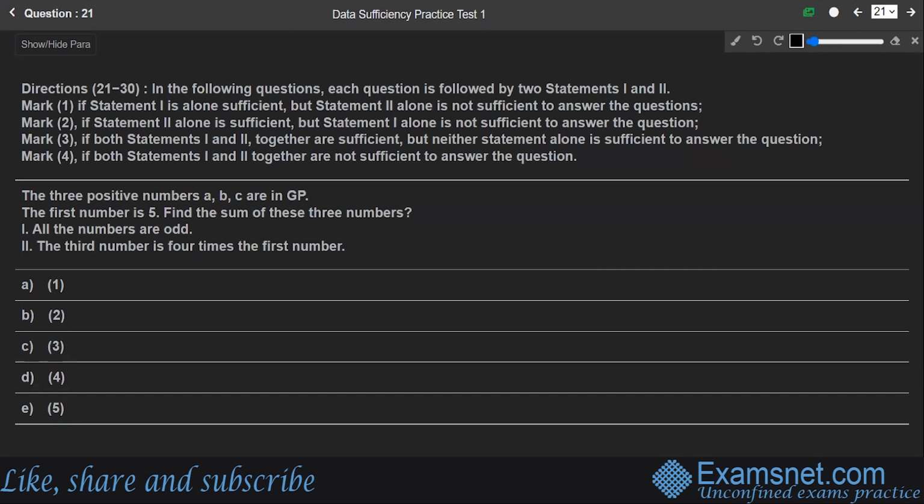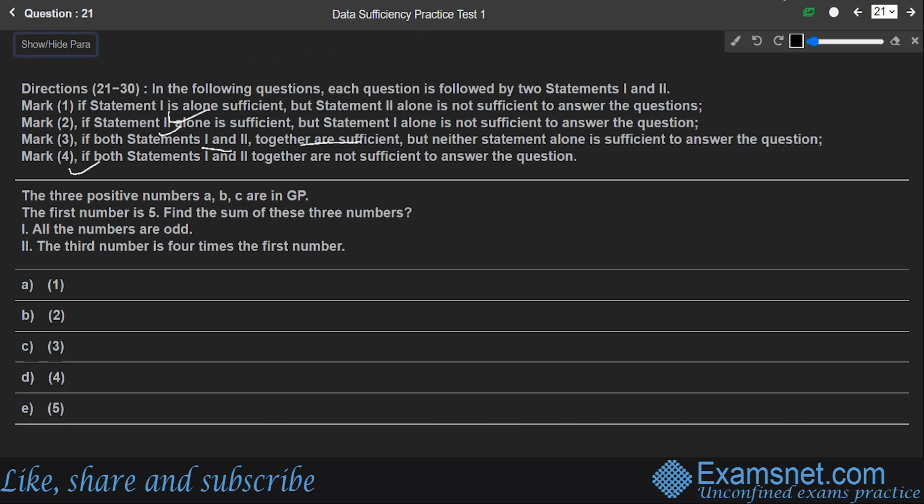Now the question says, mark 1 when statement 1 alone is sufficient, mark 2 when statement 2 alone is sufficient, mark 3 if both statements 1 and 2 together are sufficient, and mark 4 when both statements together are also not sufficient. So four options are there. Now let us see the question.